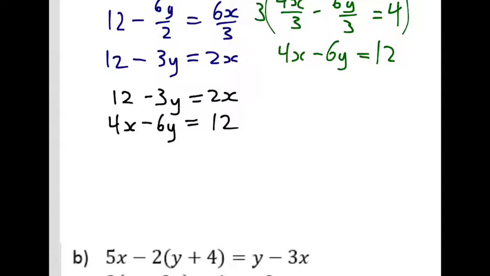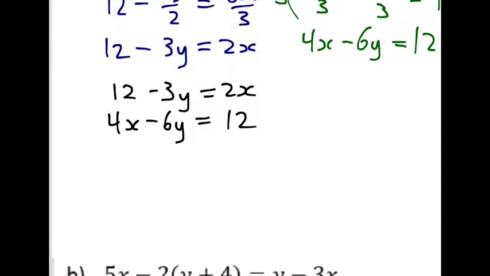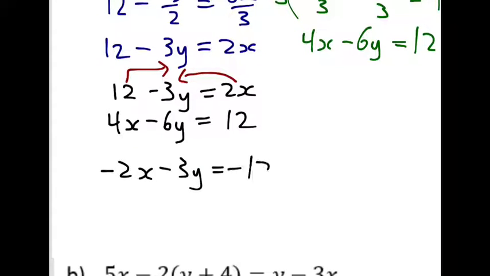Before I eliminate, what do I have to make sure about my terms? That they all line up, right? They don't line up right now, so I got to move some things around. So I'm going to change the top one. I'm going to bring this 2x over, and I'm going to bring the 12 to the other side. Follow me? Just so all my constants line up, my x's line up, my y's line up. So that gives negative 2x minus 3y equals negative 12. And then the bottom should line up with everything.